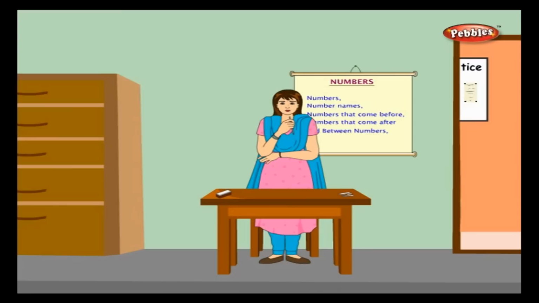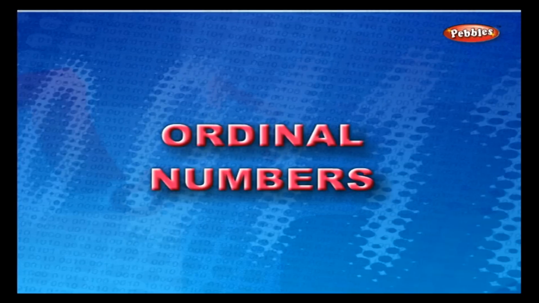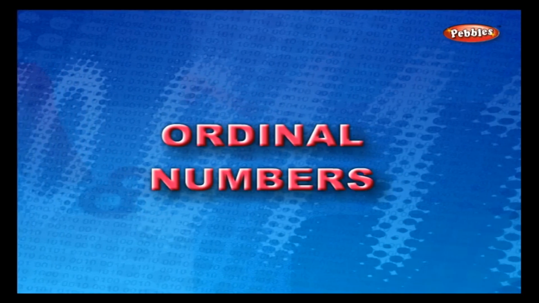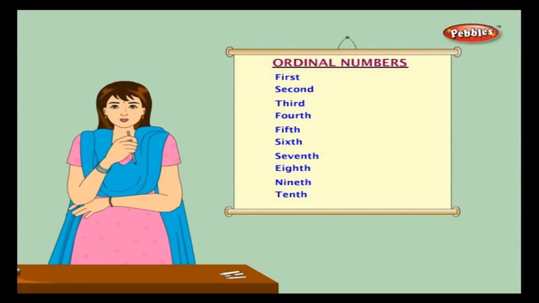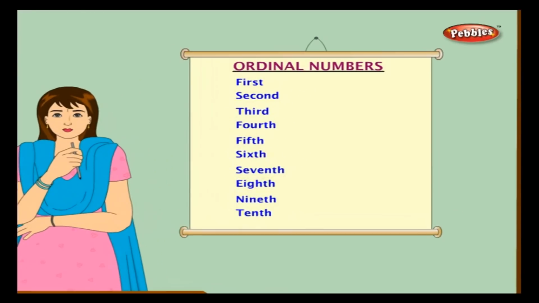Numbers. In our previous class, we have learned about numbers, number names, numbers that come before, numbers that come after, and between numbers. Now, let us learn more in numbers. Ordinal numbers. Ordinal numbers tell us the position of an object in a row or in a column.